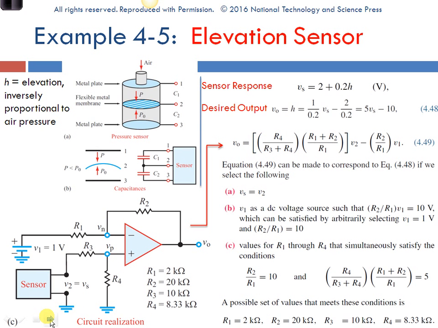Now I'd like you to take a chance to read through example 4-5 in your book, which is a practical application of this to the design of an elevation sensor. I'll let you take the time to work through that example and see if you understand how the various elements of the system can be put together. Here's the linear response that your sensor has, and here is the output that you would like to receive. See if you can design that circuit.